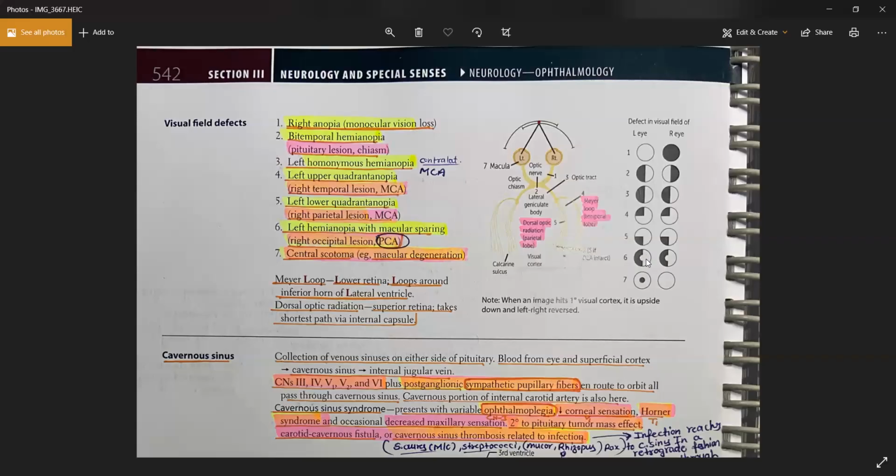So even the macula has a dual blood supply in the retina, and the centers which are carrying all the fibers for the macula also have a dual blood supply.